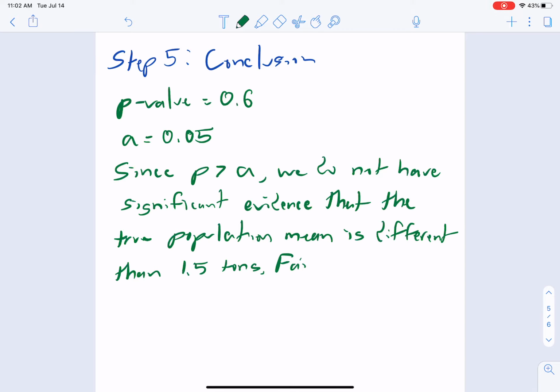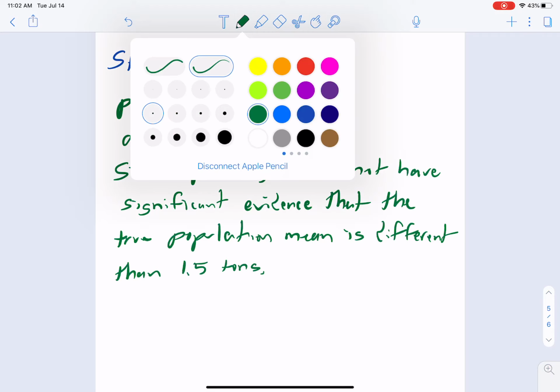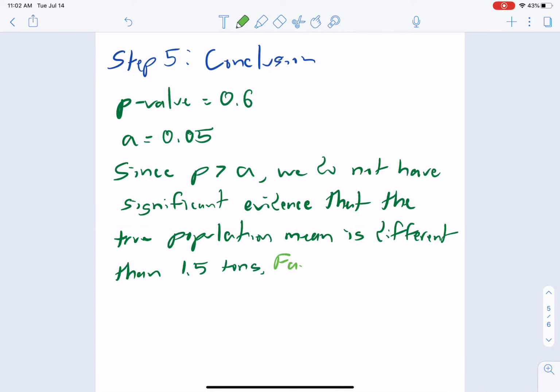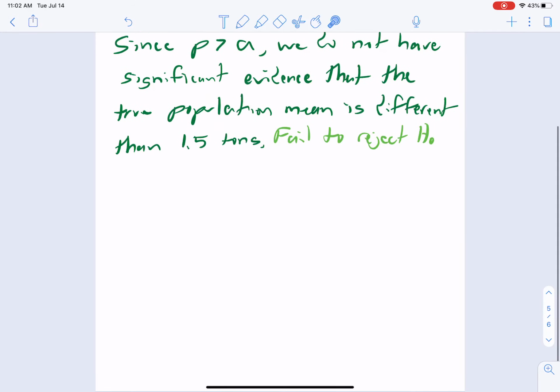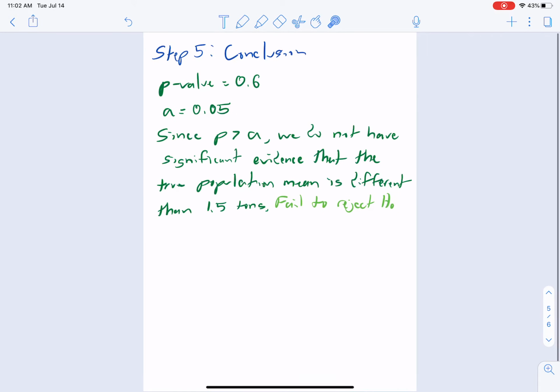Let me write it in a different color so it stands out: fail to reject H naught, right? 0.6 is way bigger than 0.05, right? Way bigger. Cool. So we ain't done. Because even though we don't have evidence against the null hypothesis, we still want to find that confidence interval. And there's actually something interesting that's going to happen that you'll see. Okay, so let's do that.